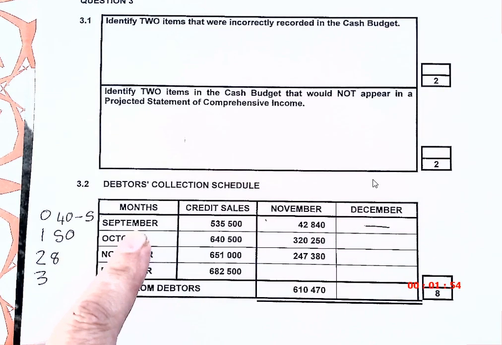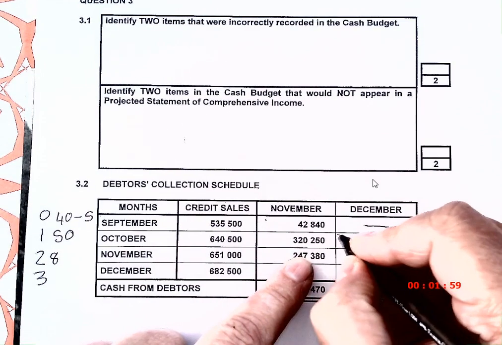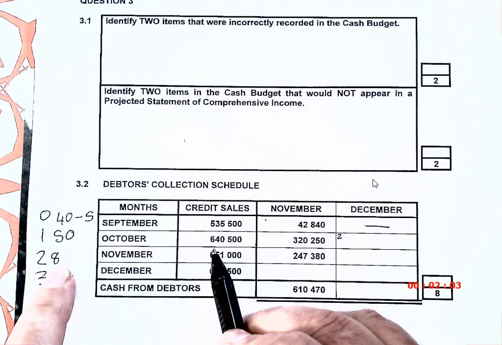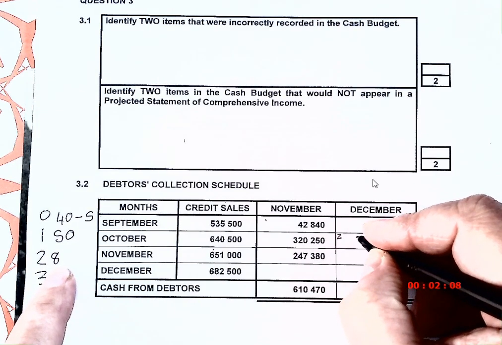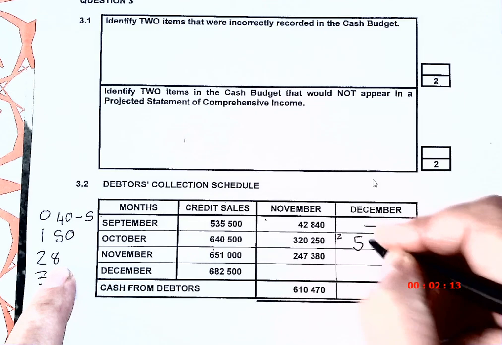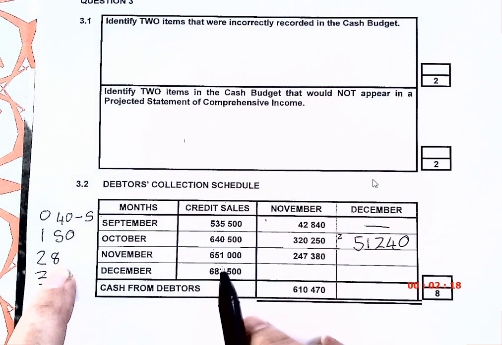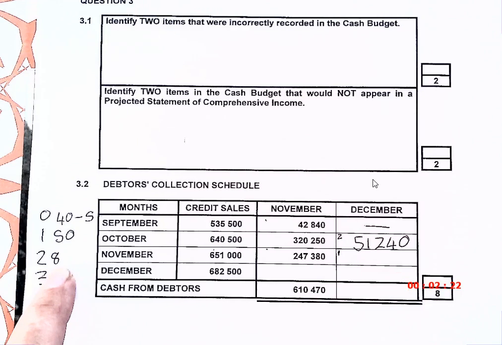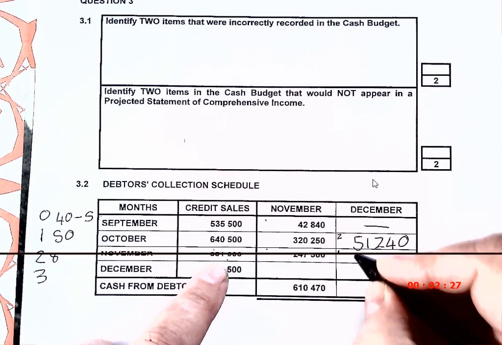Nothing in December. October is 0. November 1. December is 2, which is 8%. So 640 times 8% gives me? Like that. November is 0. December is 1. So it's 50%. So it's half of that, which would be?